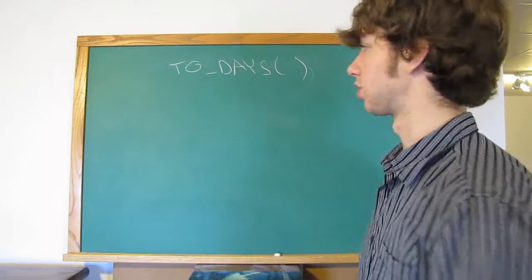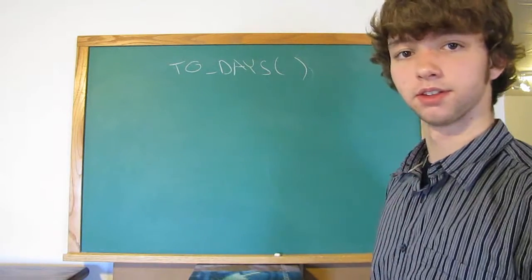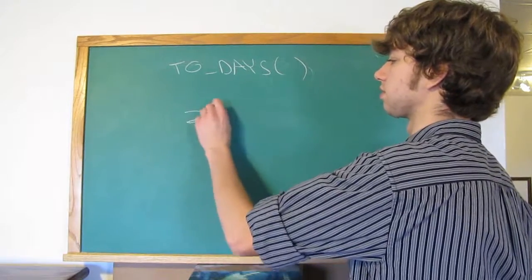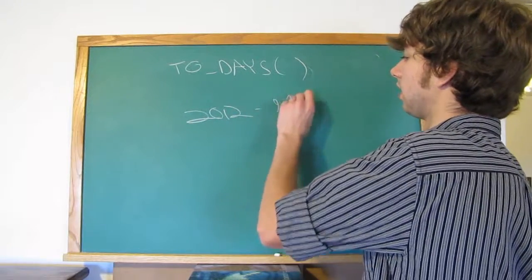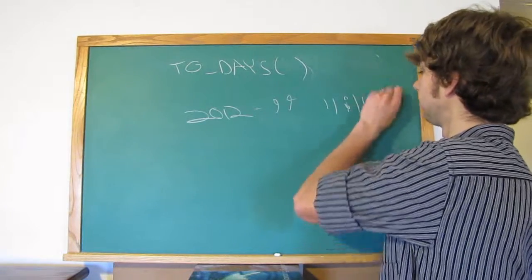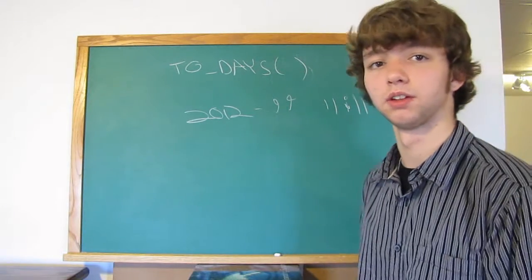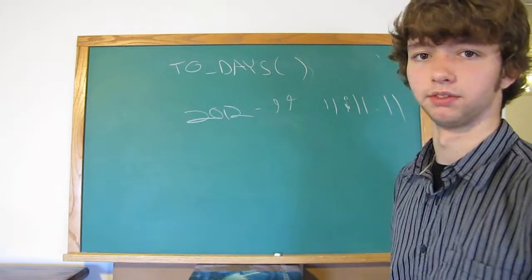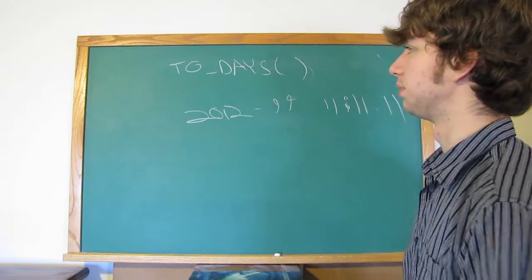Here's a MySQL function, to_days. This will take a date, for example, the date I just gave you, 2012, 9/9/11, 11/11, and it'll tell you how many days from 0 it is. So this may be like, I don't even know what range it would be. But this is an exact day.